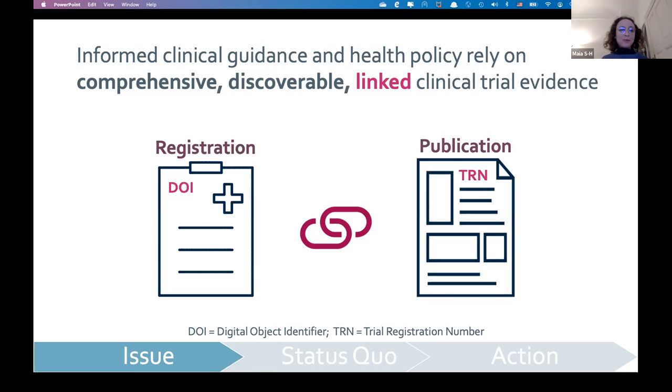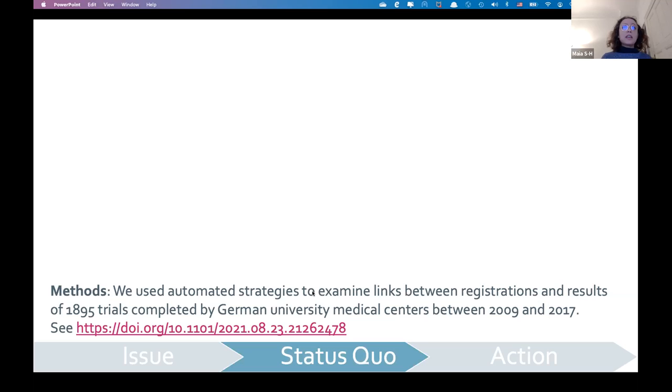And compared to the whole amount of work that goes into conducting a clinical trial, this step is really quite easy and offers a huge gain for science discoverability. So the question that my research group was wondering is, what is actually happening? How many trials are well connected? And so along with Benjamin Gregory Carlisle and Daniel Strech, we investigated a sample of 2000 trials that were conducted at German university medical centers and for which we had a comprehensive body of their registrations and matched results publications.